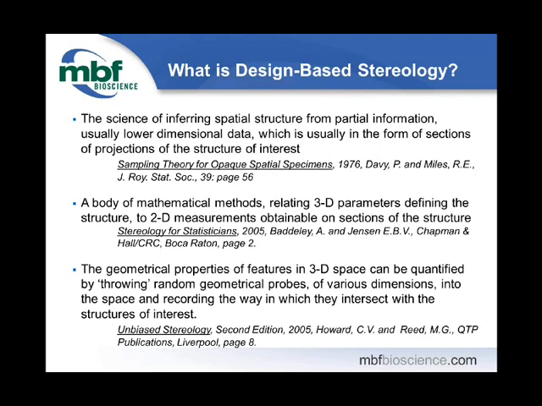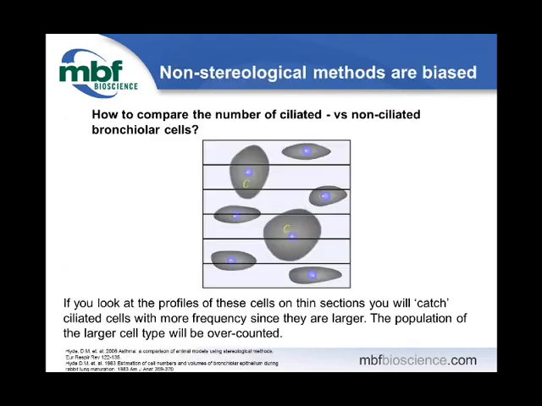So stereology can be used for the geometrical properties of features in 3D space, and they can be quantified by throwing these random geometrical probes. For instance, if we're looking for length, we would throw a plane down there. If we're looking for surface area, we would throw some lines down there. These geometrical probes are of various dimensions. They have to be random in orientation, and you record the way in which they intersect with the structures of interest. We're going to look at some of these probes, and the ones that are useful for lung research.